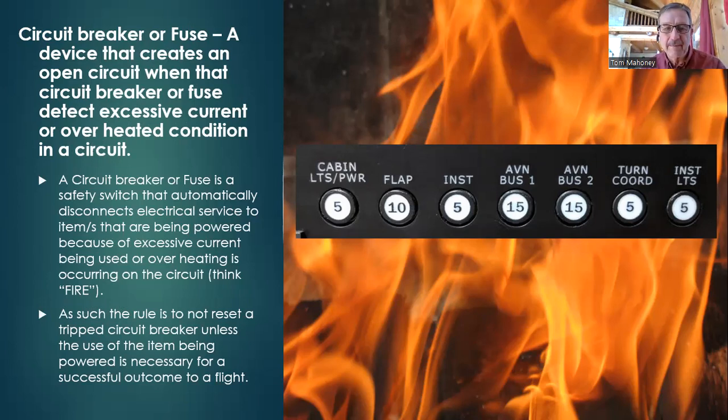So the rule is, as such, do not reset a tripped circuit breaker unless the use of that item being powered is necessary for the successful outcome of a flight. So I don't care where you're at. If you don't need to reset that circuit breaker for the successful outcome of the flight, don't reset it. Go without that item. It's fine. Nothing's going to happen. So let's give you an example.